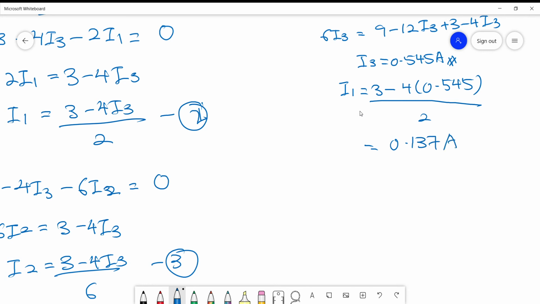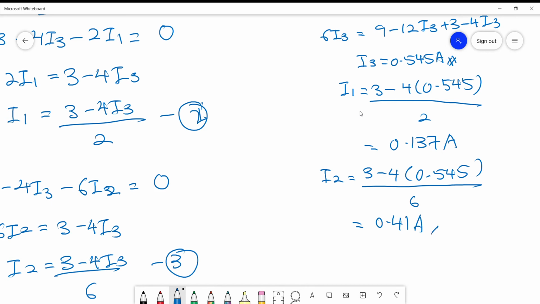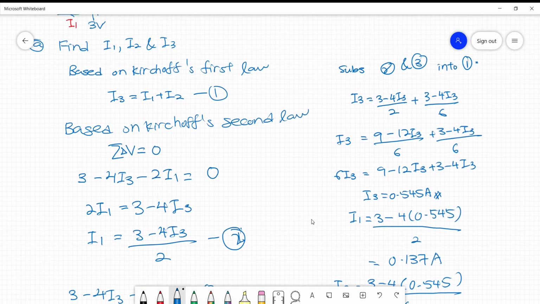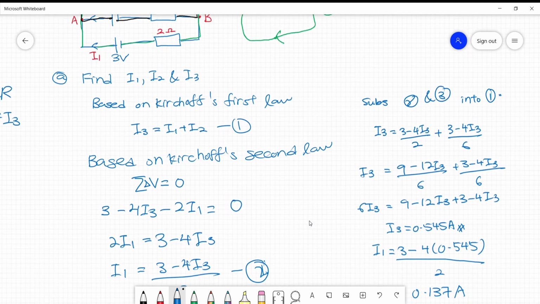0.137 ampere. As for I2, I2 is 3 minus 4, 0.545 divided by 6. So what I get is equal to 0.41 ampere. So that is how we find all three currents inside the circuit.